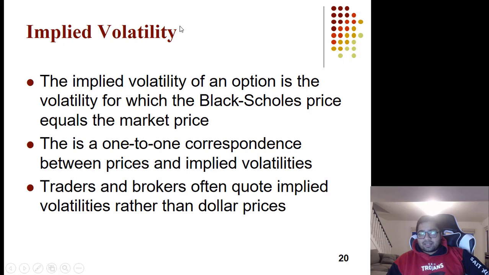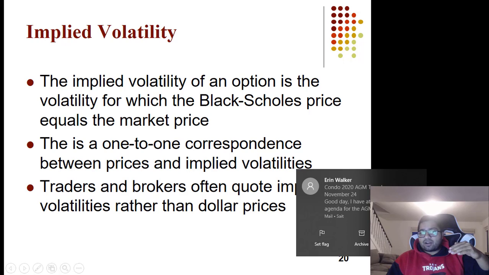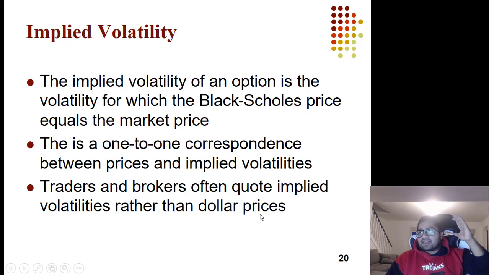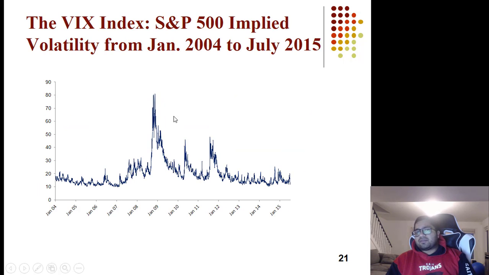Now this is important. There are two volatilities: historic volatility, which you can calculate based on data, or implied volatility. Implied volatility means that based on the option prices, you can calculate what volatility is implied. The implied volatility of an option is the volatility for which the Black-Scholes model equals the market price. There is a one-to-one correspondence between price and implied volatility. Traders and brokers quite often quote implied volatility rather than dollar prices. So that's why we have a VIX index.